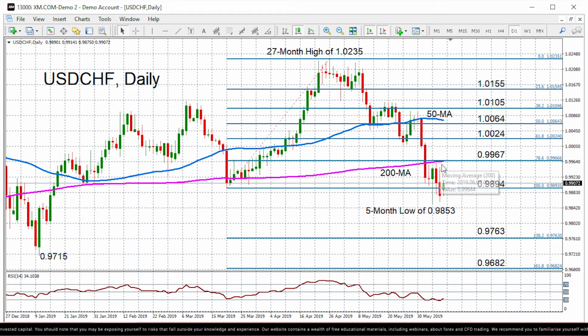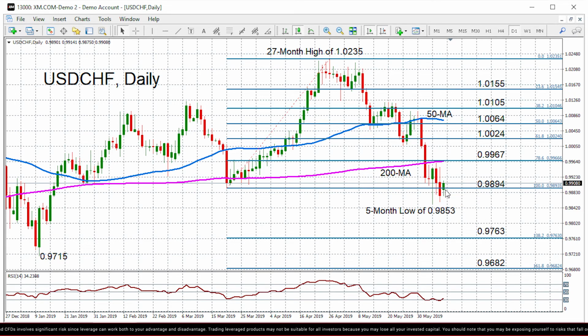That also happens to be near the 200-day moving average at 0.9967. So crossing that level would help ease the downside pressure and would shift the focus to the parity level, and we've got a 61.8% Fibonacci at 1.0024. Crossing that as well would open the way towards the 50-day moving average, as well as the 50% Fibonacci at 1.0064, and that would also return the medium-term picture from the current neutral one back to a bullish one.